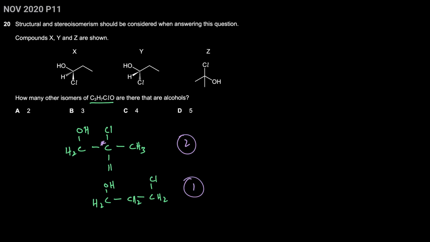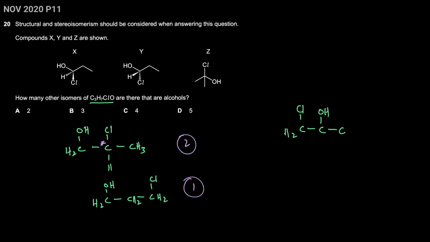And the last possibility that we have is that instead of the OH group being on the first carbon, what if the OH group was on the middle carbon? Well, now we can have a chlorine on this carbon or this carbon. It doesn't matter. It'll be carbon number 1. It could be this or this. They're identical. So let's just take this carbon over here, Cl.